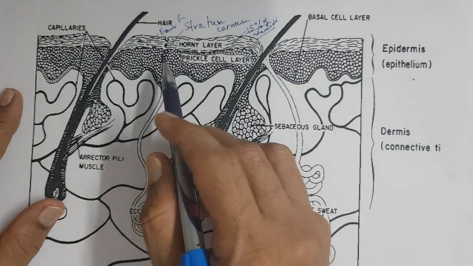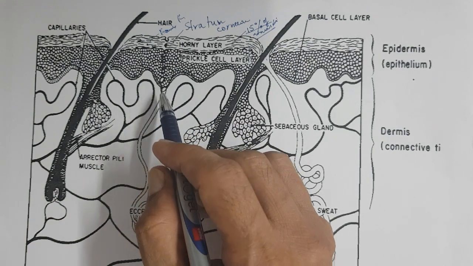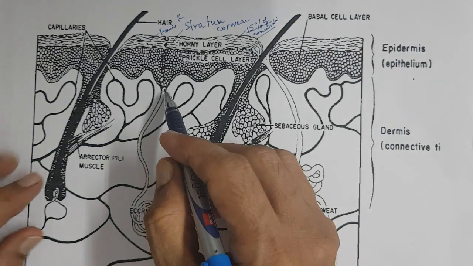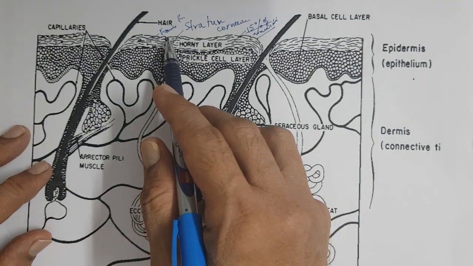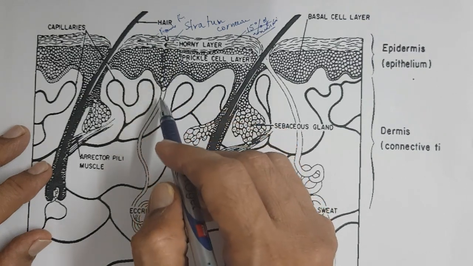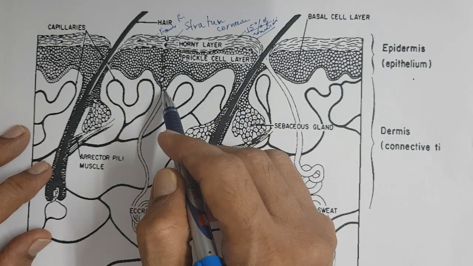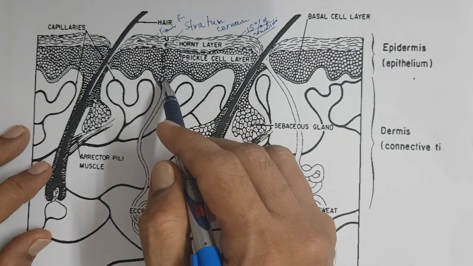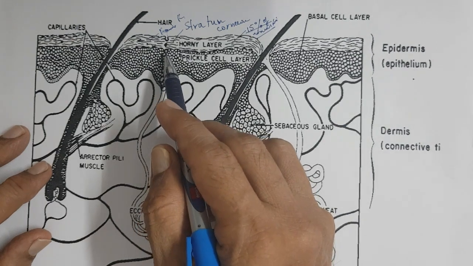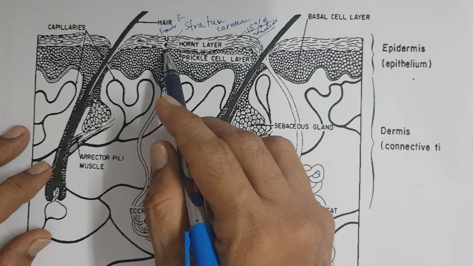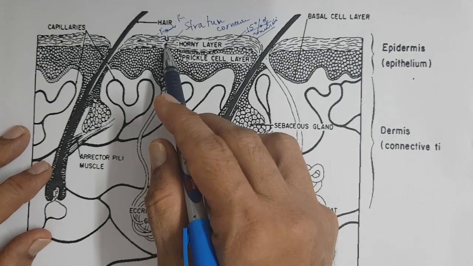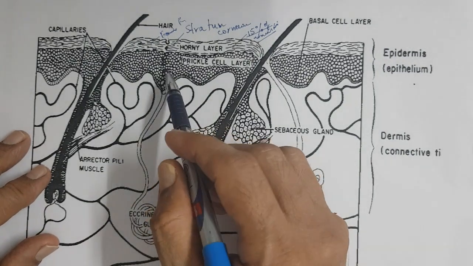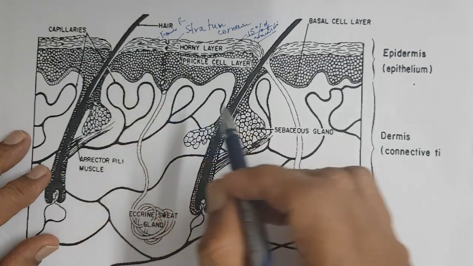What is the major problem associated with the eccrine sweat gland? The sweat comes through the duct here, but if the duct is getting blocked by keratin plugs, it can get infected and you will get an eruption called prickly heat. So eccrine sweat glands are the cause for prickly heat.